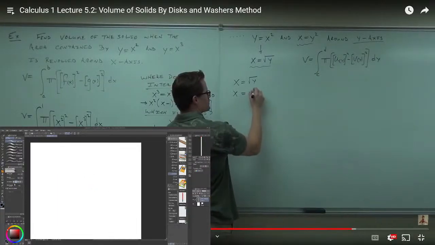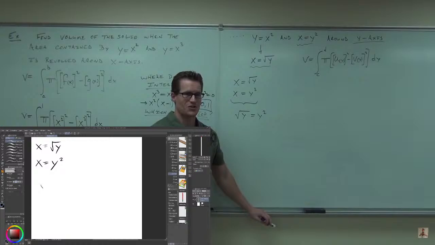All right, well, set them equal to each other. I know x equals square root of y. I know x equals y squared. Therefore, if x equals the square root of y and x equals y squared, that means square root of y equals y squared. So far, so good? Solve for y. How would you do that?